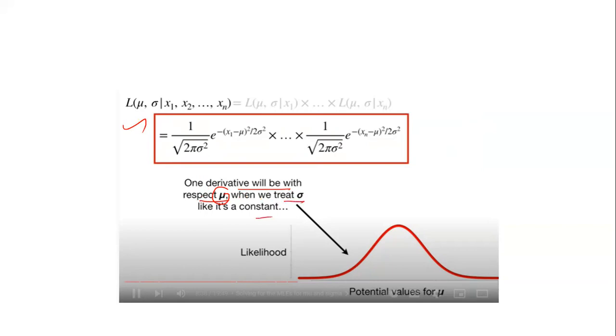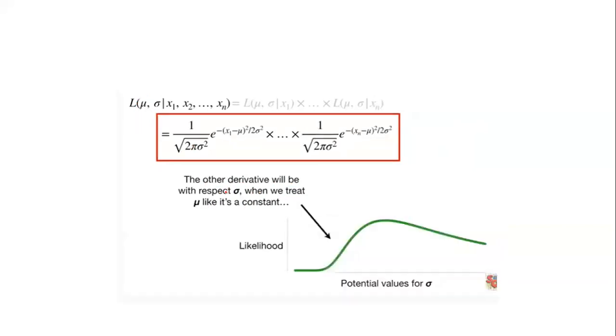When you take the derivative of this equation with respect to mu, considering sigma as a constant, you will get the optimal value for mu, at which we will get the maximum output, right? And for the same equation we have to take one more derivative. This time the derivative will be with respect to sigma, considering mu as a constant. So when you take the second derivative, you will get the optimal value for sigma.